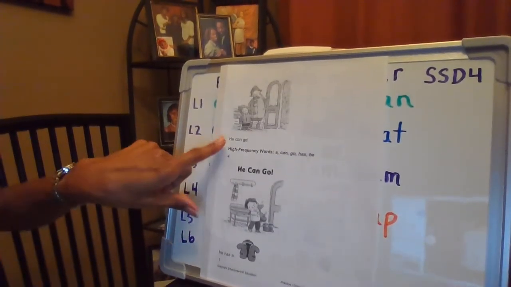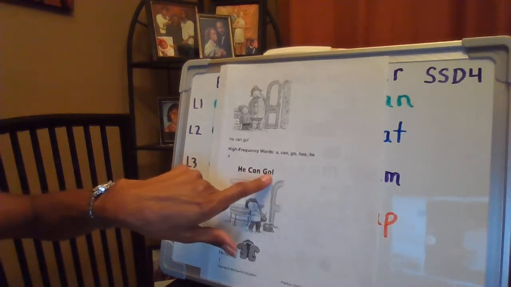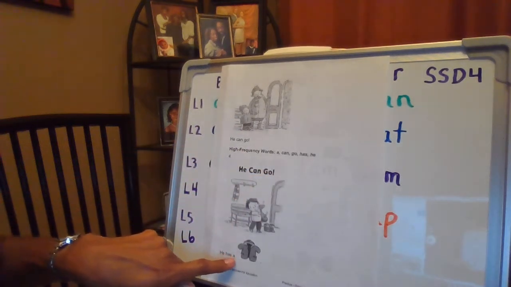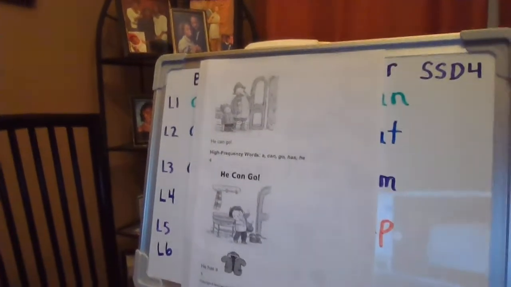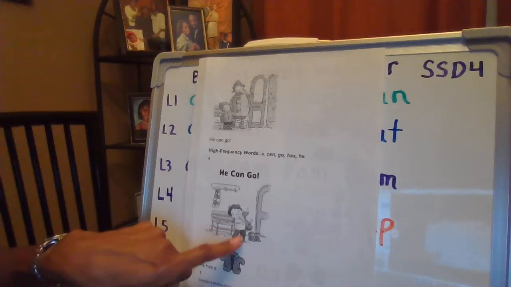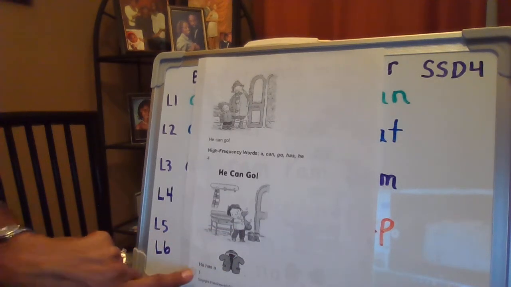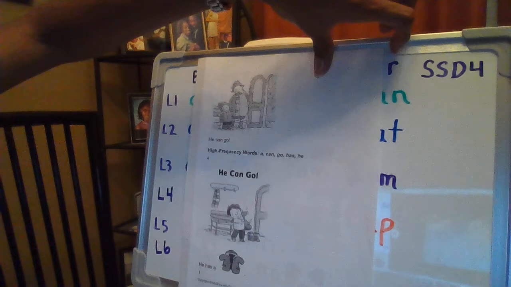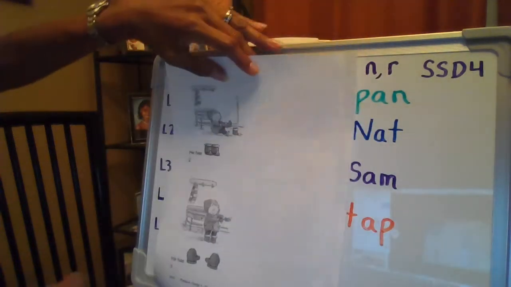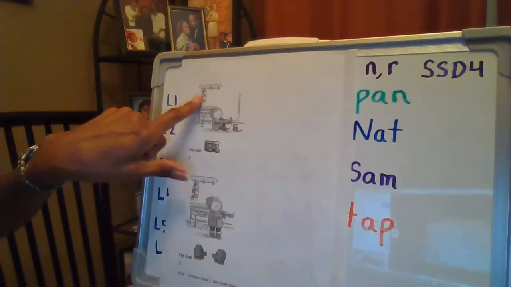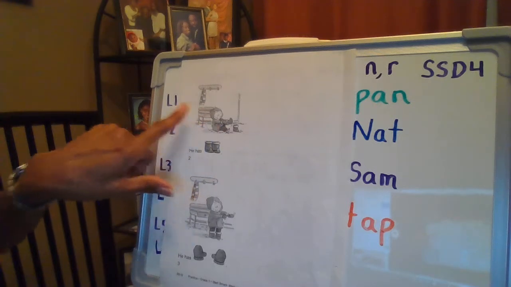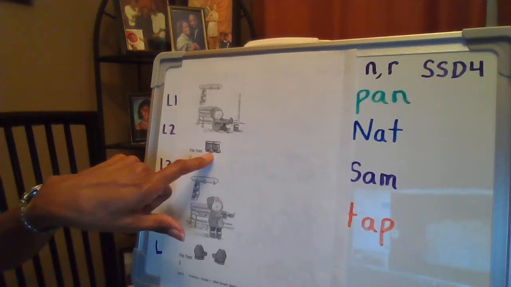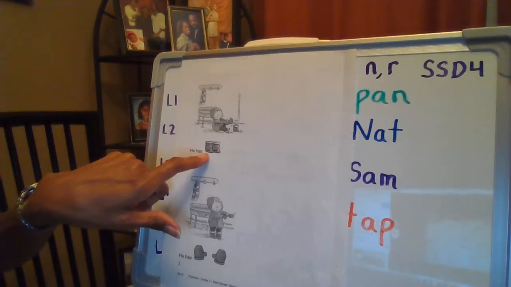Okay? So he can go. He has what does he have? You got to look at the picture. He has a coat. Okay, so that's page 1. And then you turn it over. This is page 2. You look at the picture, see what he's doing. He's putting on something. And then you look at the picture here. He has boots.